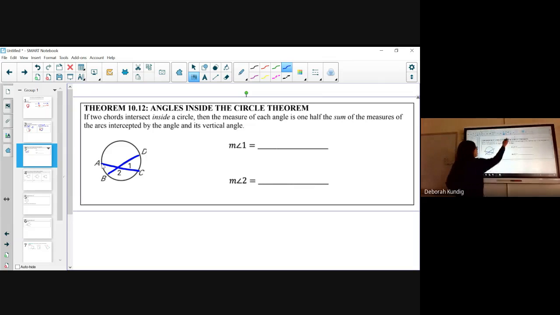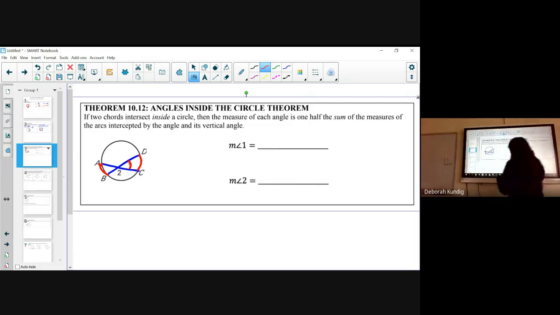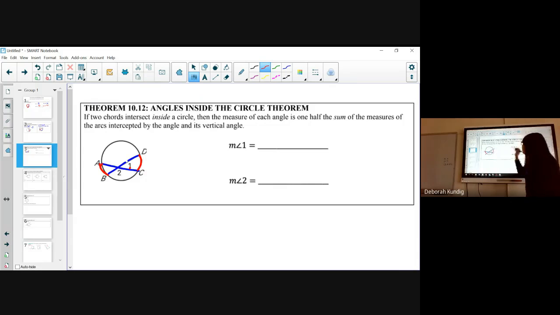All that means is that this angle right here, angle 1, you can find that measure by taking its intercepted arc and its opposite angle's arc and taking the average. So the measure of angle 1 right there is arc DC plus arc AB, which is the vertical angle's arc, and dividing it by 2.